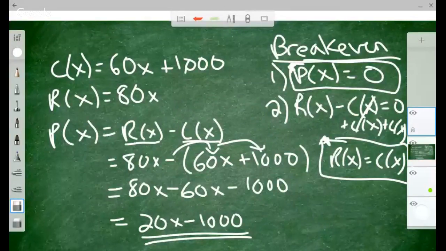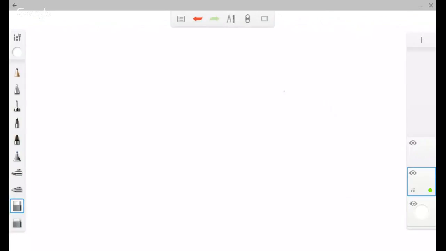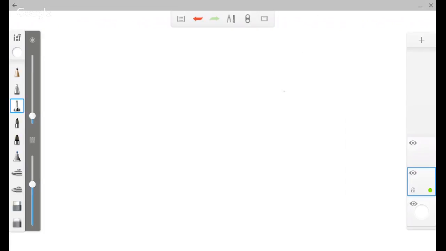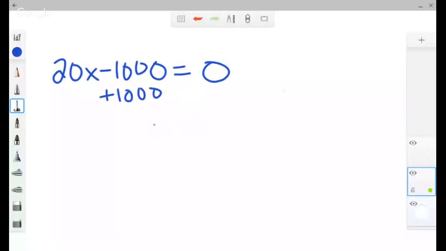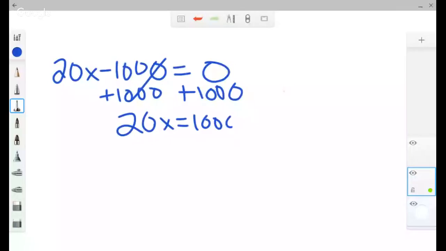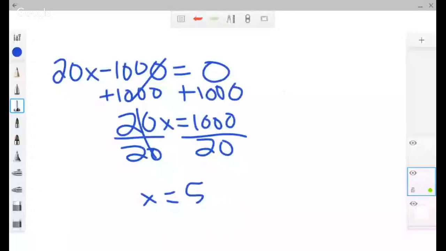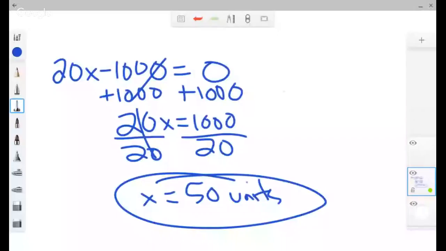So what I want to do is I want to take that function. I'm going to go ahead and set it equal to 0. So let's change the color a little bit here, and we're going to say 20x minus 1,000. That was that profit equation we found. Set it equal to 0. I'm going to add 1,000 on both sides. So I have 20x equals 1,000. Divide by 20. So x would end up being 50 units. So at 50 units, I would neither make money nor lose money. Okay, so hopefully, Yvonne, that helped you out on that one.